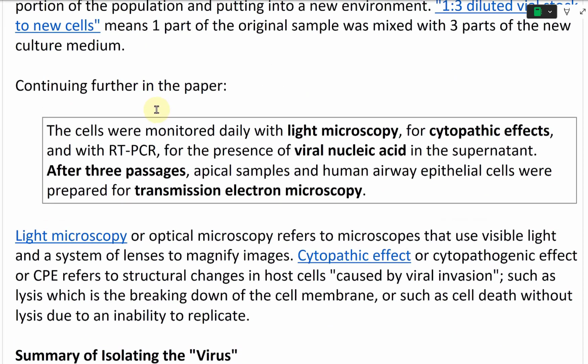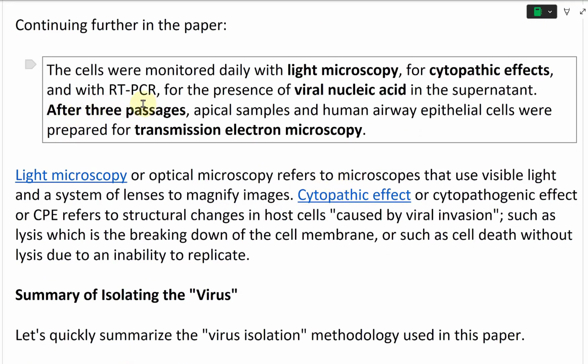All right, continuing further in the paper. So the cells were monitored daily with light microscopy for cytopathic effects, and with RT-PCR, or the reverse transcription PCR, for the presence of viral nucleic acid in the supernatant. After 3 passages, apical samples and human airway epithelial cells were prepared for transmission electron microscopy. All right, so they grow this 3 times. So you would grow it, then take some out, put it in a new environment, and then grow it, and then take it out, put it in, to do this 3 times total.